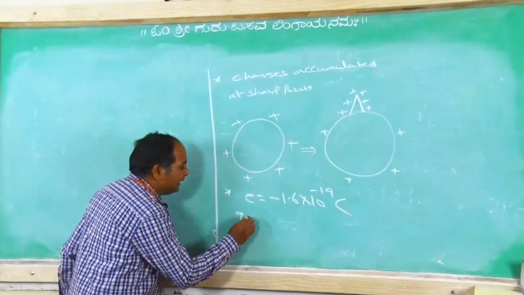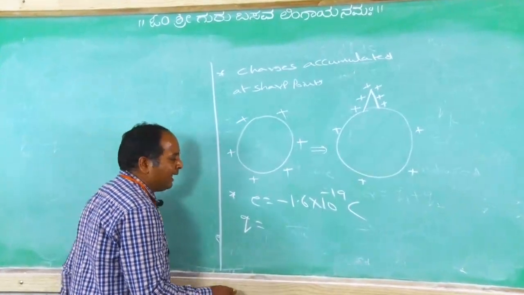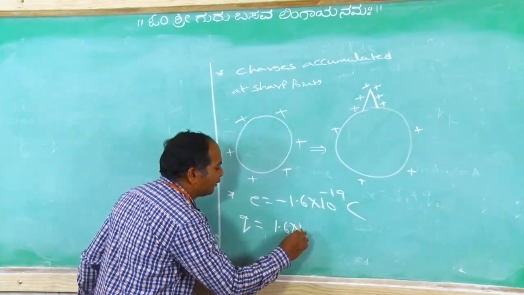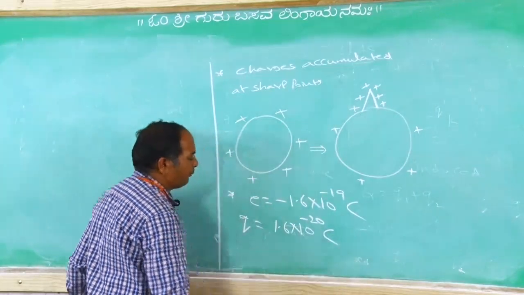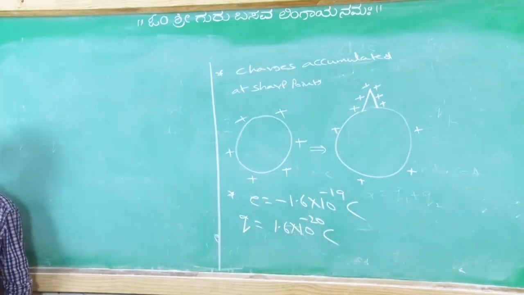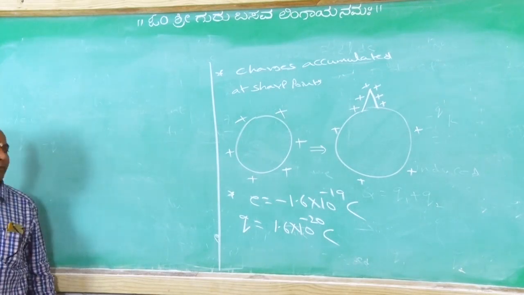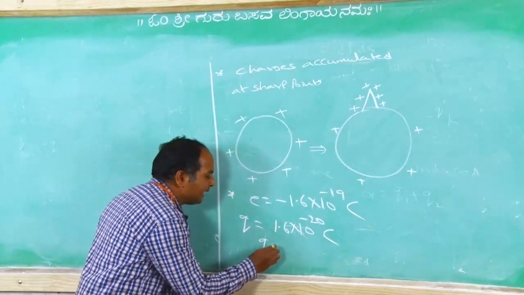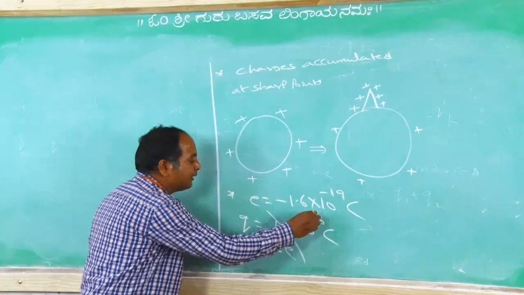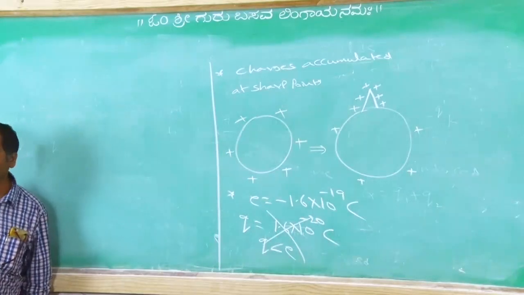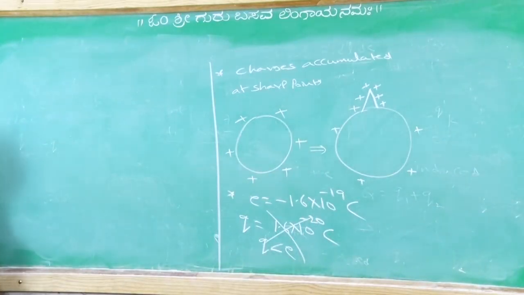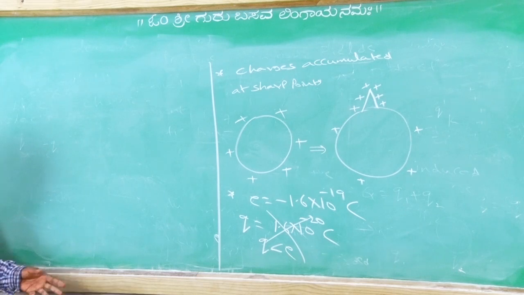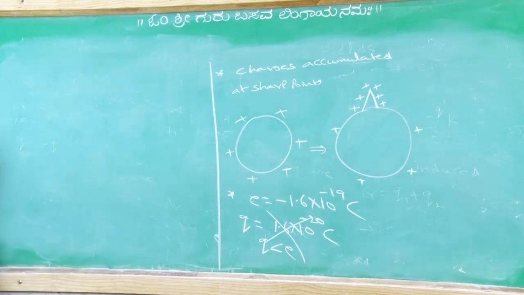Suppose the charge of a body is given as 1.6 into 10 to the power of minus 20 Coulomb, then how much force is acting on the charge? We can't find it, because this value is less than e. Less than e means there is no possibility of such a charge. So you should remember that the minimum possible charge is 1.6 into 10 to the power of minus 19 Coulomb. Less charge will not be possible.